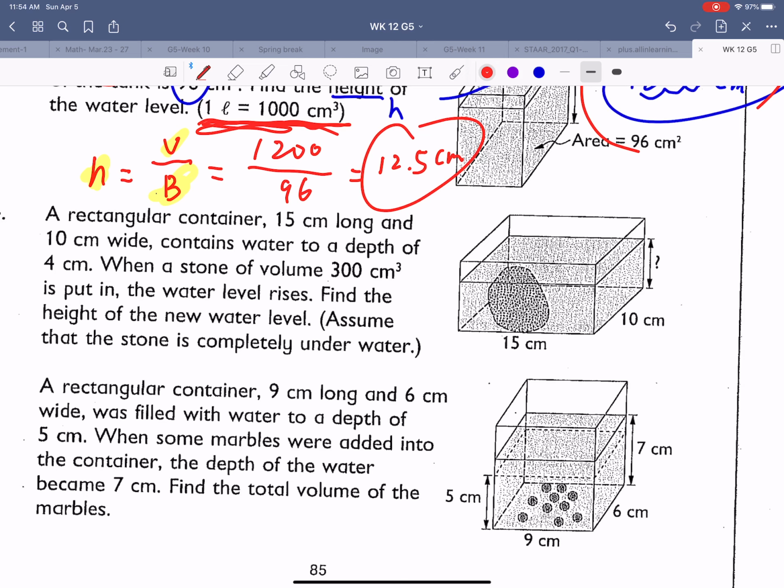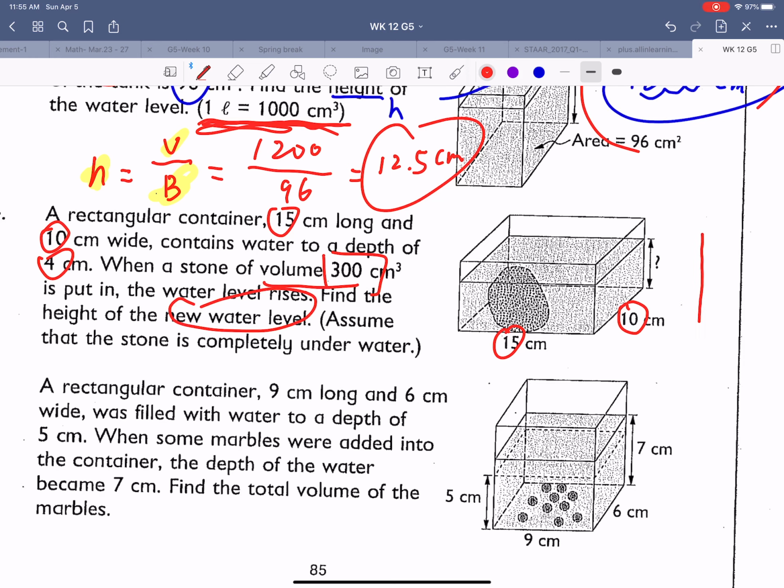The prism has a length of 15 and a width of 10. You may circle the numbers. We will read the questions using cubes. A depth of 4. Okay, right now it is 4. When a stone with a volume of 300 is put in, the question is asking to find the height of the new water level.